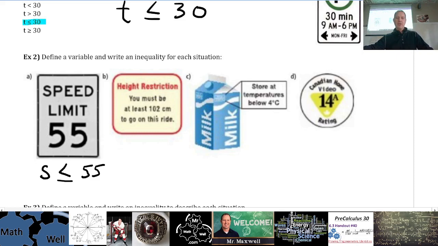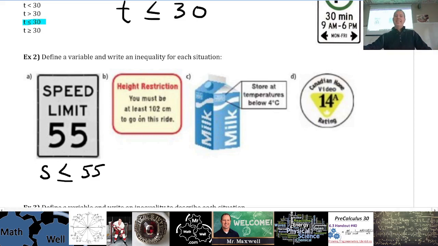Height restriction. Okay, you must be at least 102 centimeters to go on this ride. You must be at least 102. Okay, so I read the word least, so that sounds like less to me. Would you agree with that? Oh, I see some heads shaking. So if this is like at a carnival or something, you have to be large enough to fit in the straps or whatever. Maybe it goes upside down or something. So they would say something like this.